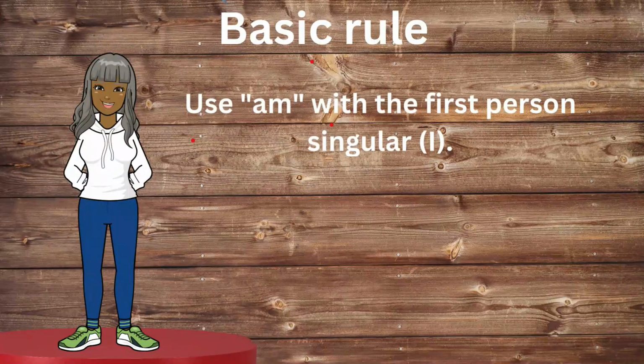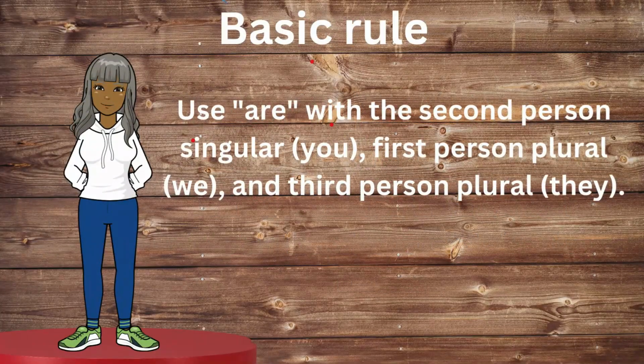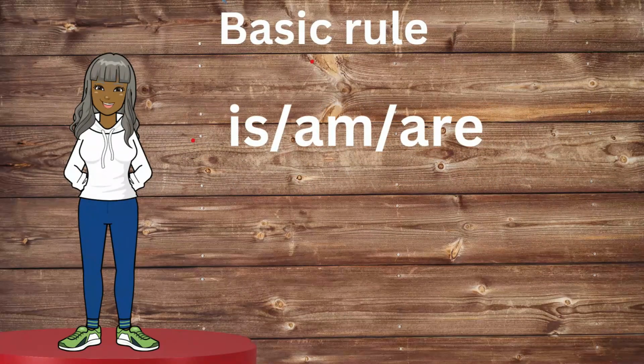Use am with the first person singular, I. Use is with the third person singular, he, she, it, and singular nouns. Use are with the second person singular, you, first person plural, we, and third person plural, they. These structures help convey actions or situations that are happening at or around the time of speaking.